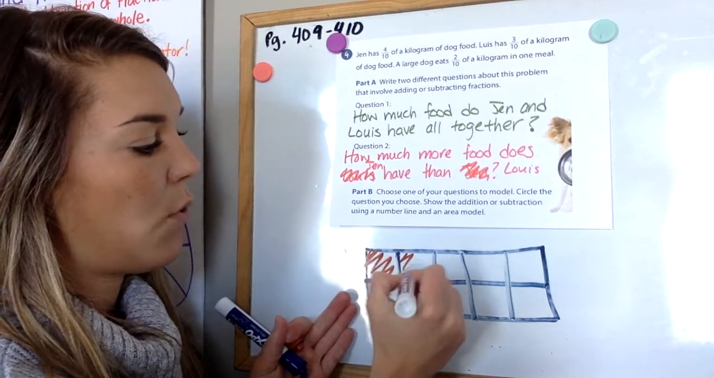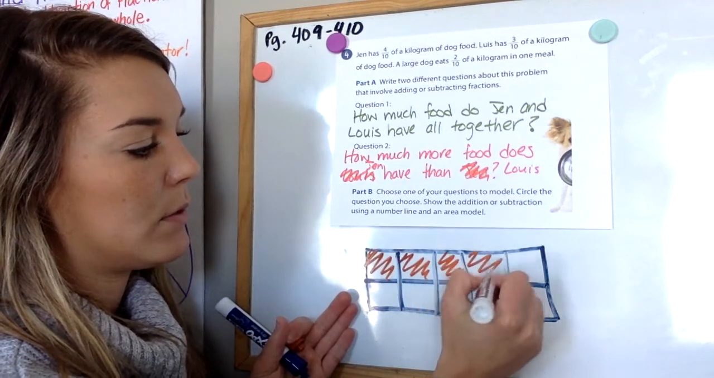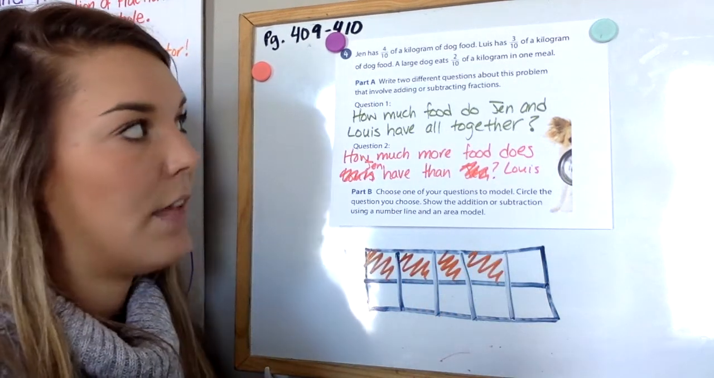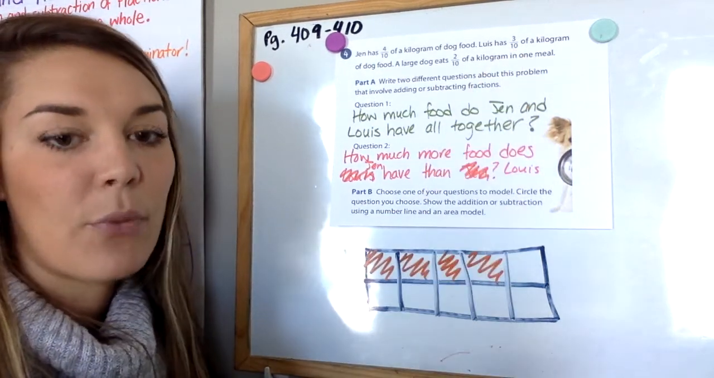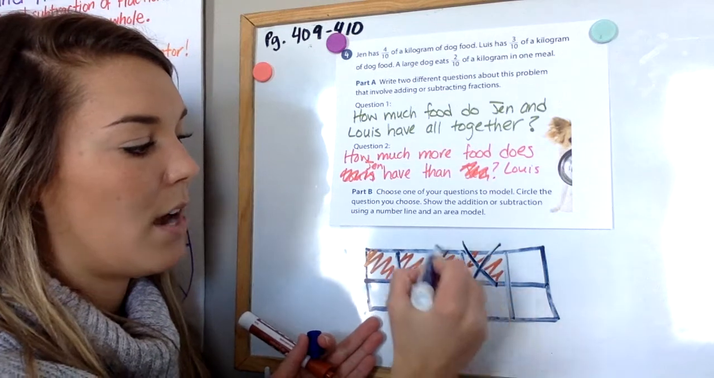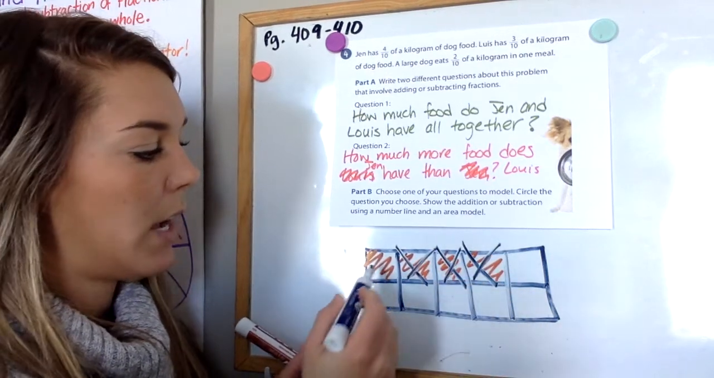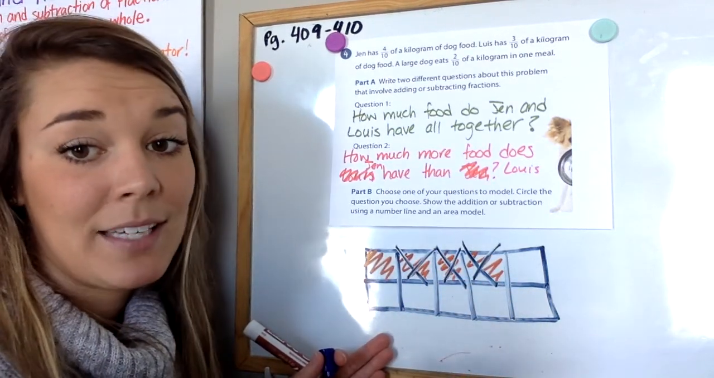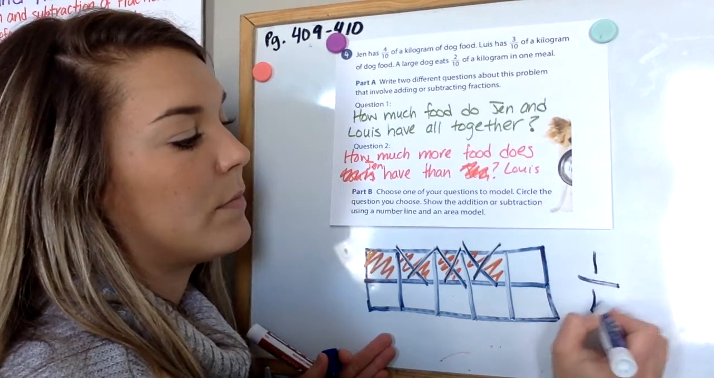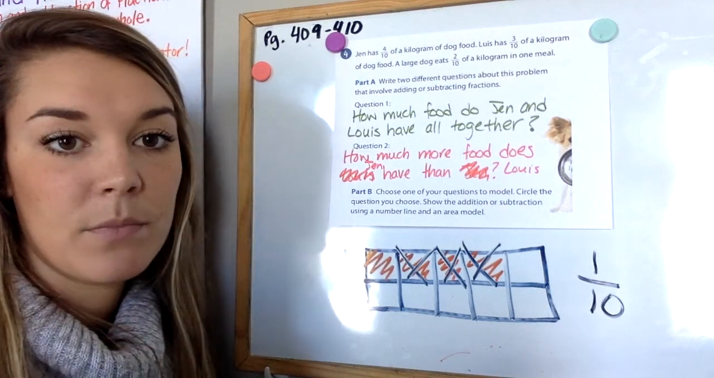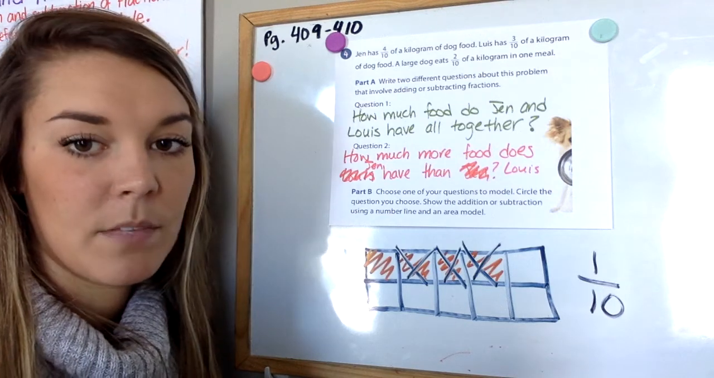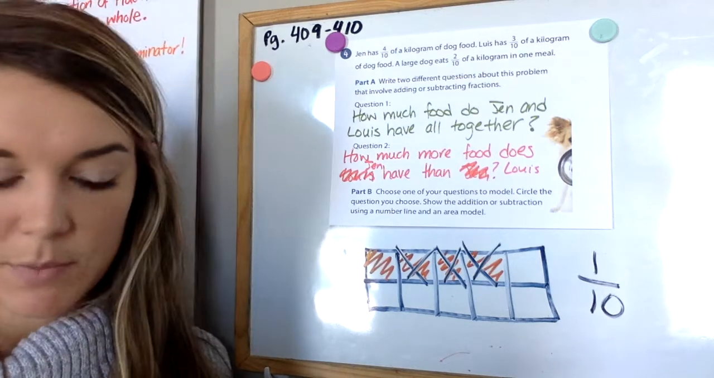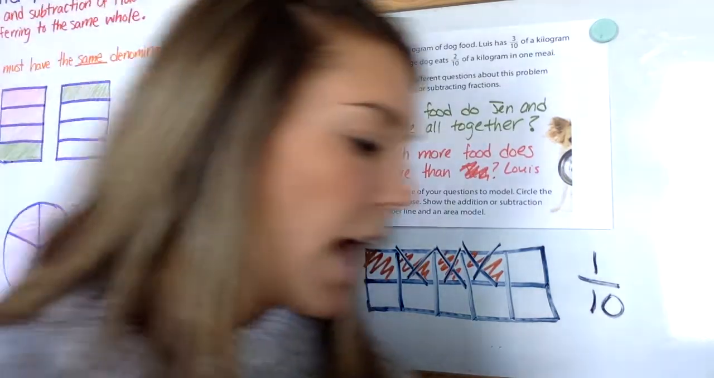So you need to shade in 4/10. Okay? And then you need to show, how many are we going to take away? 3/10. Cross this out. Okay. What is remaining? 1/10. Okay. That's what you're going to do for part B. Pause me if you need a minute. Otherwise, I'm going to move on to number 5.